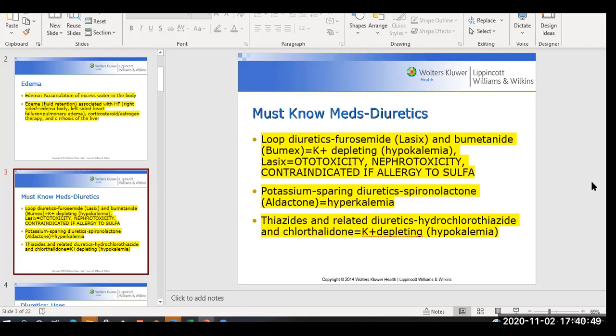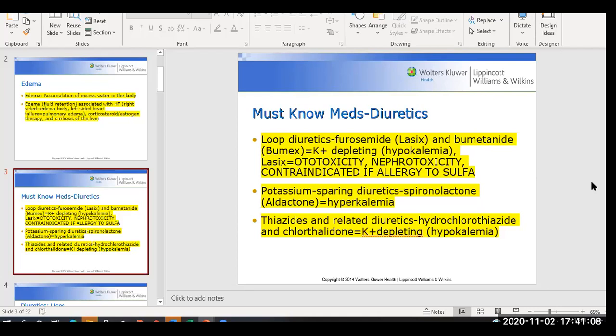Nephrotoxicity, manifestations of that. You tell them if they notice that they're not urinating the way they normally do, or the urine seems more concentrated, dark, stop the drug, call the doctor. Because if we damage their kidneys, it could be permanent also. Okay, so those are the loop diuretics.